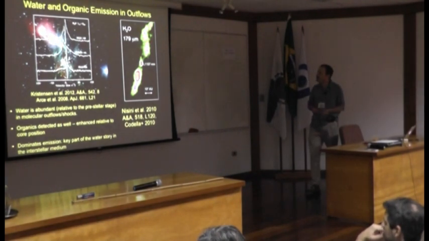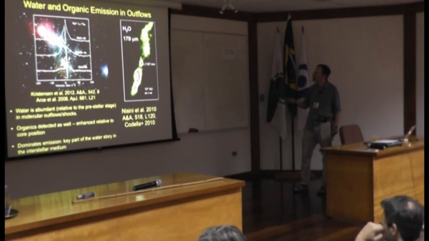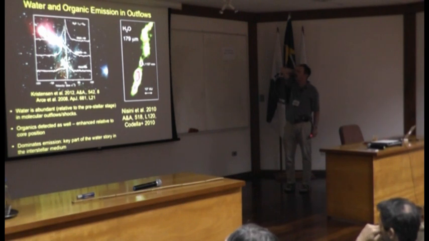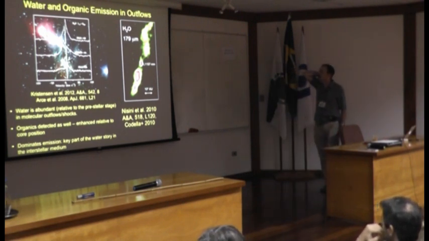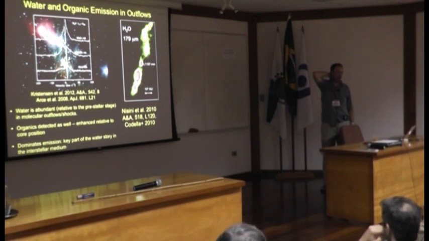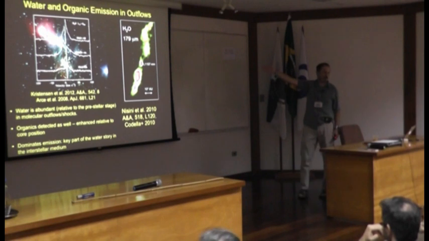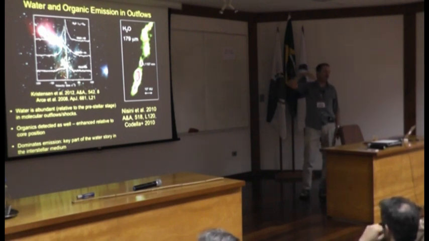So let's talk about the outflow very quickly first. This is a young star. Here's water shown in that ejected material. Water is very abundant in outflowing material. And in fact, if I was going to tell you the story of water in the interstellar medium and not the story of water in planetary birth, the story of water in the interstellar medium is shocks. Shocks and then more shocks. It's very abundant in gas that has been accelerated and exposed to higher temperatures.